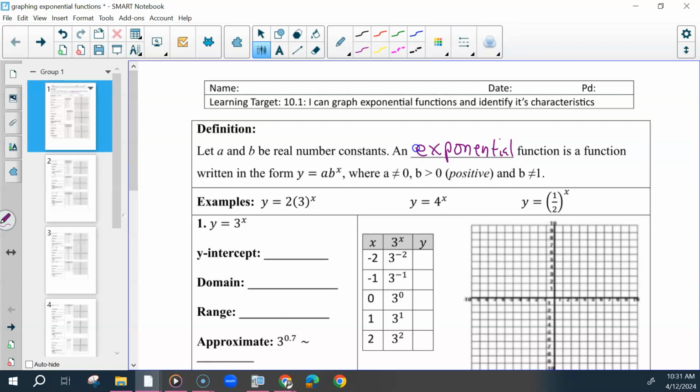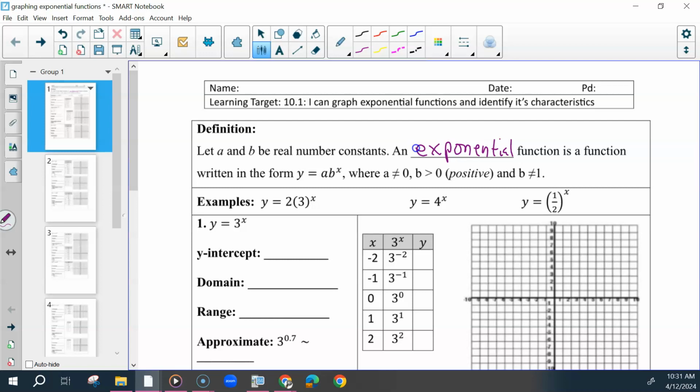Exponential functions are written in the form y equals a times b raised to the x power, where a does not equal 0, b is greater than 0 or it's positive, and b doesn't equal 1. Here are some different examples you might see. There are other examples as well, and we're going to go through some of these and graph.